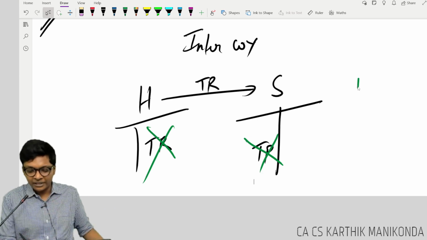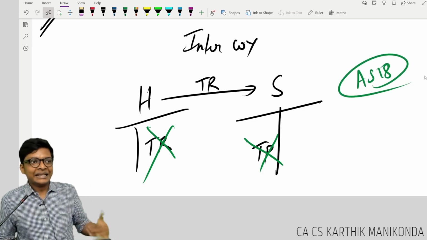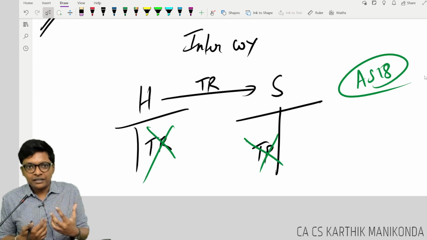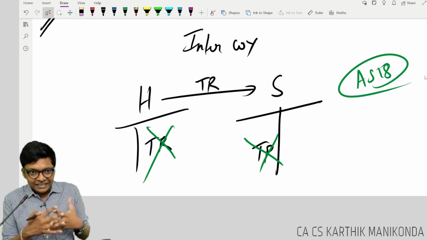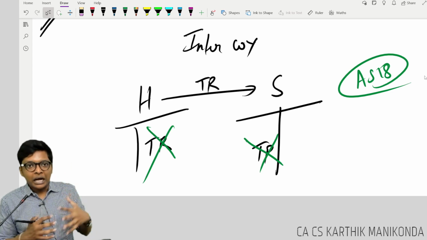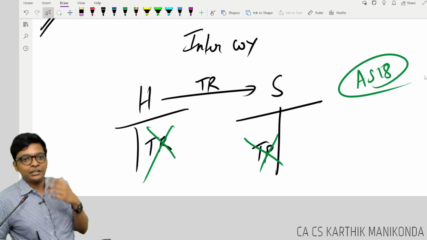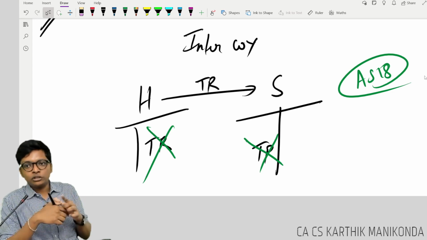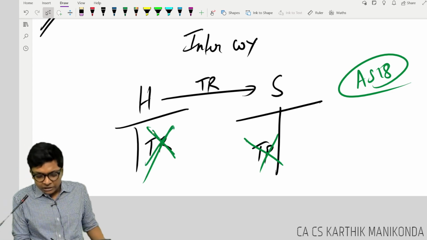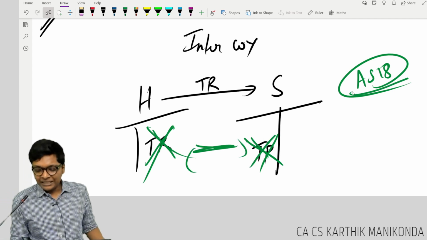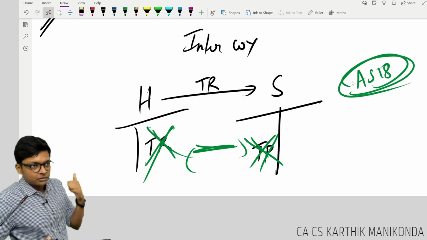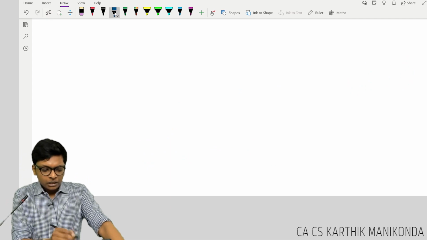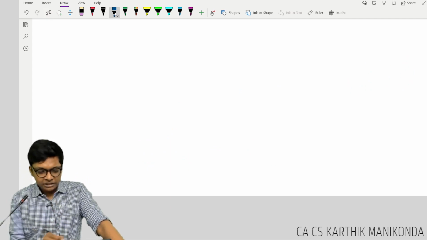Now for those who remember the AS 18 related party standard, there I would have told you that you need to disclose related party transactions, but intercompany adjustments in consolidation are exempted. I don't know if you remember. In AS 18 I mentioned that intercompany adjustments for consolidation are exempted, because for consolidation I will knock them off. You can't say under AS 18 that you should disclose them. This is one exception. Now let me take another transaction, a little more detailed, but not complex.